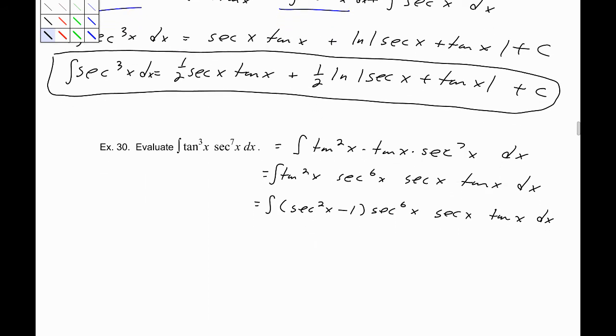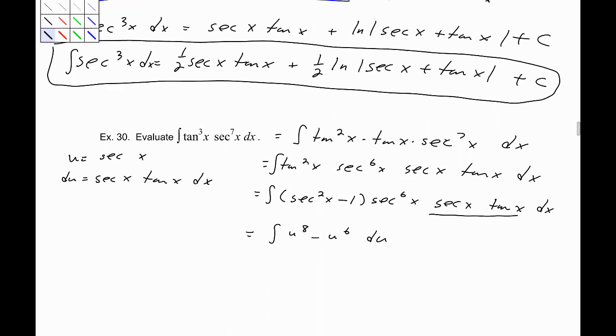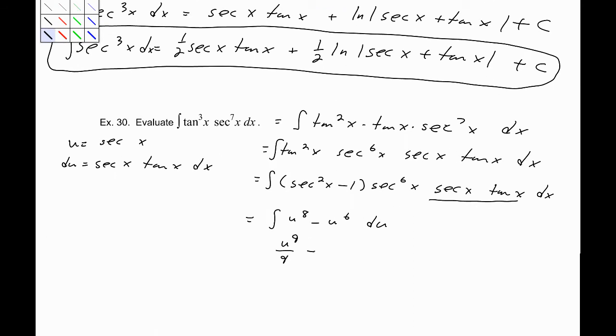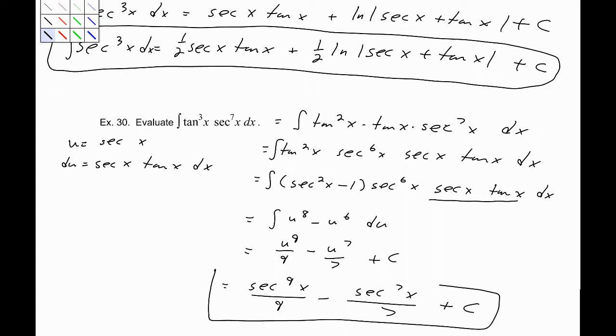Alright, there's our du, so our u is going to be secant x, and our du will then be secant x tangent x dx. So I'm going to go ahead and use my u substitution here. This will be u to the 8 minus u to the 6 du. That will be u to the 9 over 9 minus u to the 7 over 7 plus c. And that's secant to the 9th over 9 minus secant to the 7 over 7 plus c.